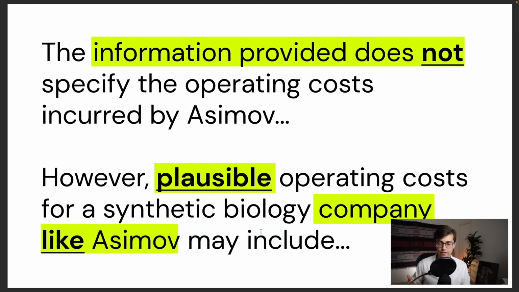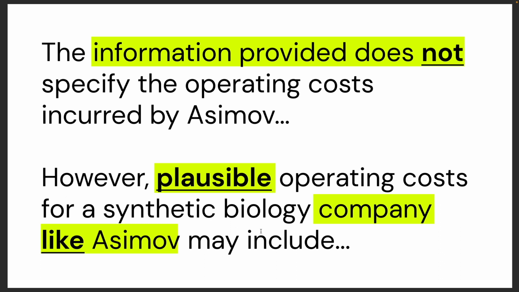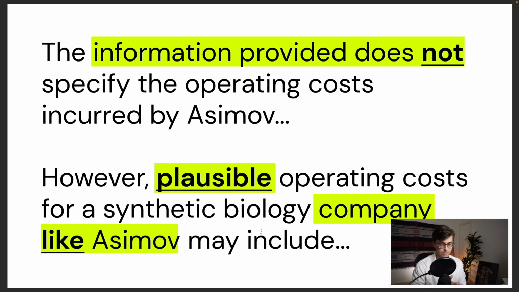So this happens a lot with the operating cost section of a Lean Canvas. The startups are just not going to be transparent on the public web about how much they're spending and what they're spending it on to operate their business. So what the AI does is it tells you it's providing its plausible operating costs for a synthetic biology company like Asimov. This is great because it produces an entire Lean Canvas for you, and it tells you when it doesn't know the answer to things. This is a best of both worlds approach, in my opinion.